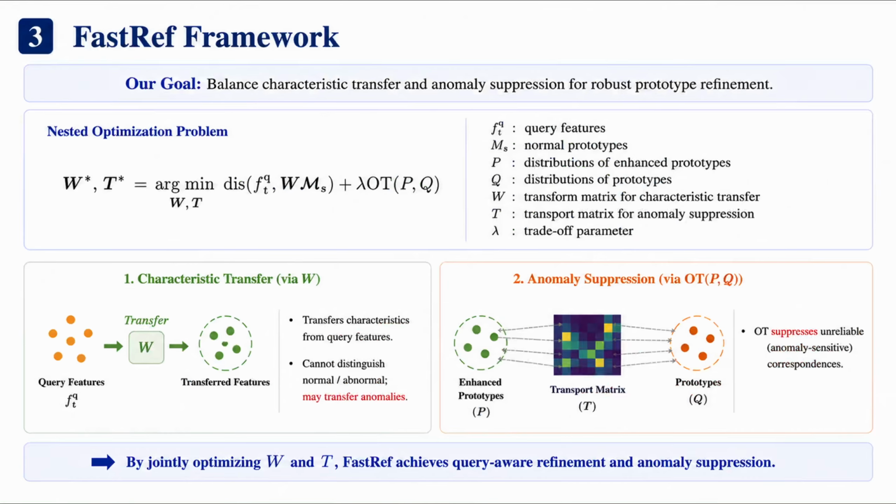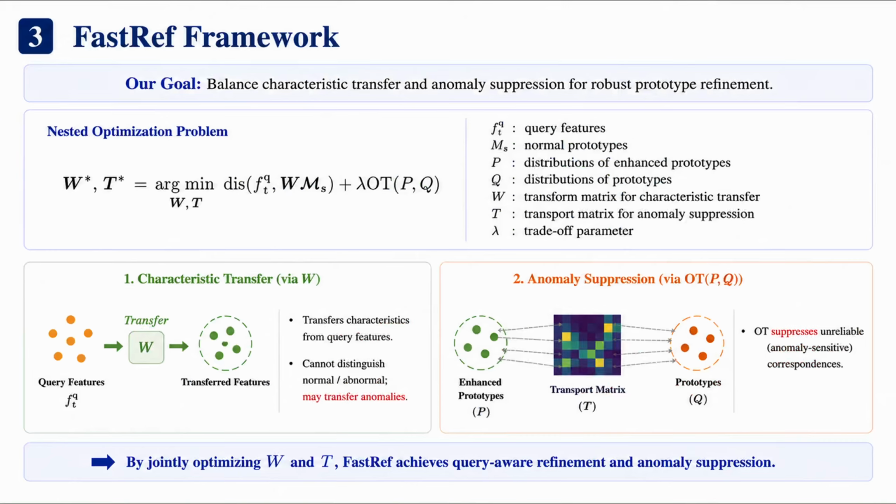This slide presents the overall FastRef framework. Our goal is to jointly achieve characteristic transfer and anomaly suppression for robust prototype refinement. To this end, we formulate FastRef as a nested optimization problem, where the optimization simultaneously considers prototype enhancement and anomaly-aware transport regularization. The first component is characteristic transfer, implemented through the transform matrix W as shown in the lower left part. Query features are transferred to the prototype space to obtain enhanced prototypes. This process enriches the prototype representation with query-aware characteristics.